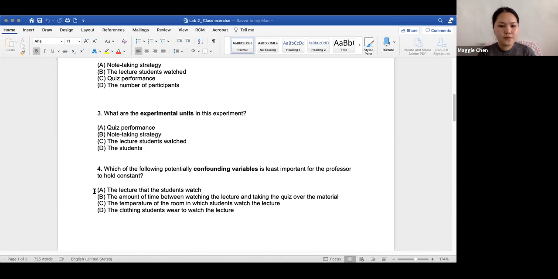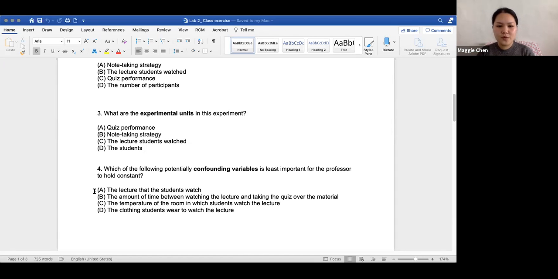C, the temperature of the room in which students watch the lecture. We probably wouldn't want to worry about this, but if it was either too hot or too cold, it could affect their quiz performance. So that's important, but probably not as unimportant as D.